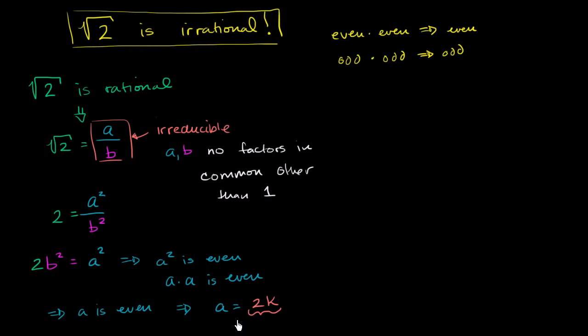So I know, well, where is all of this going? Well, as you'll see, we can then use this to show that b must also be even. So let's think about that a little bit. So let's go back to this step right over here.